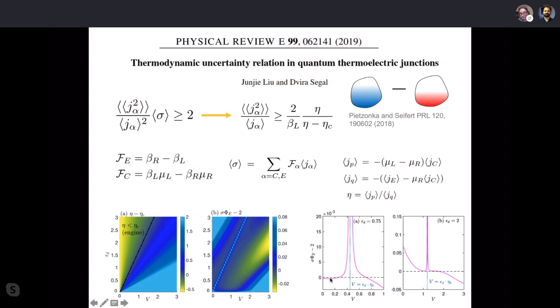As I've said, when there are violations, generally we observed small violations. But what was still interesting is that as we approach the Carnot limit, again, the TUR was satisfied. So there could be violations of the TUR, but everything is satisfied as we approach the Carnot limit. So this is satisfied throughout in our system as we approach the Carnot limit.